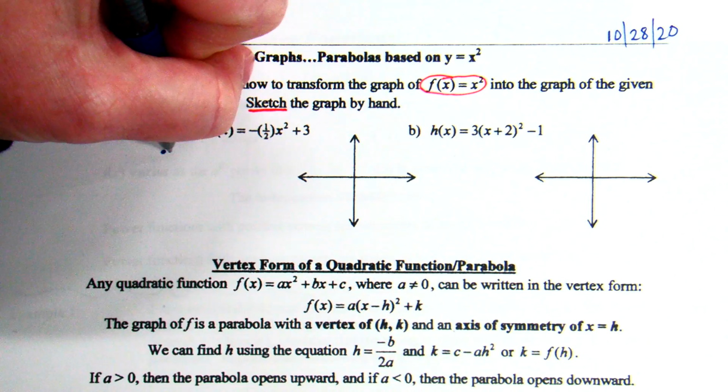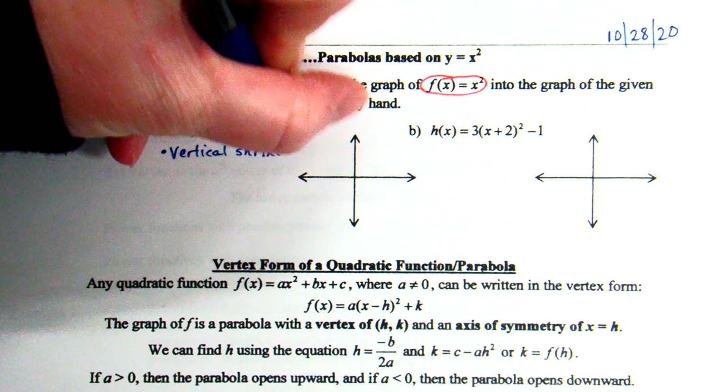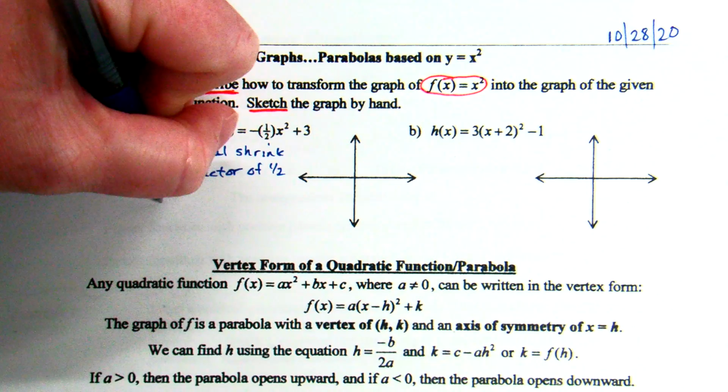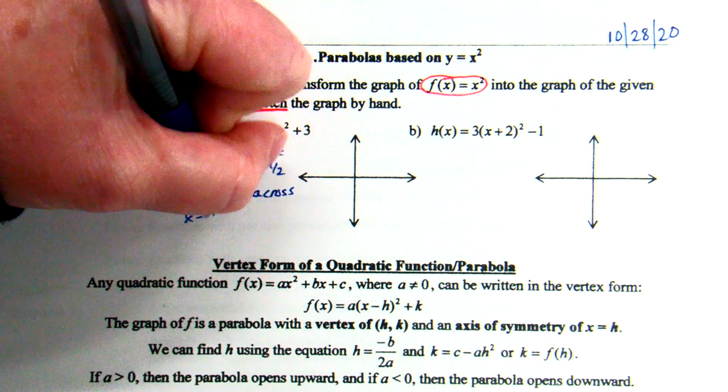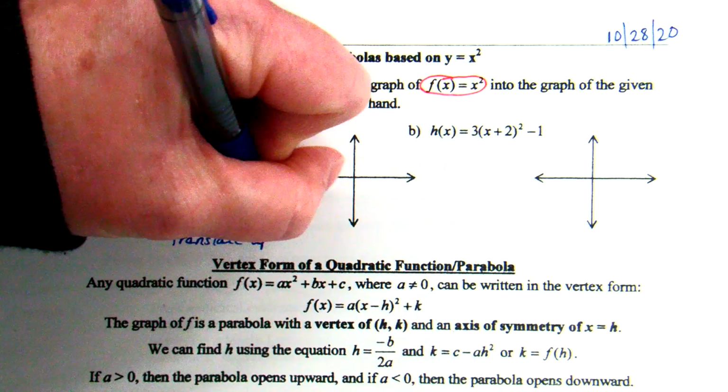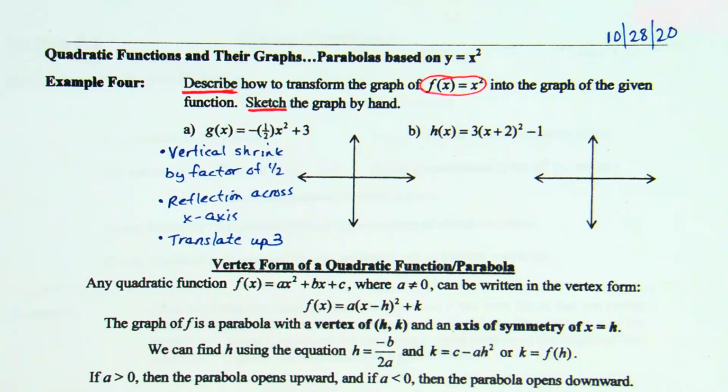That there is a vertical shrink by a factor of 1/2. There is a reflection across the x-axis, and there is a translation, or translate up 3. I can probably zoom that in more so you guys can see it.